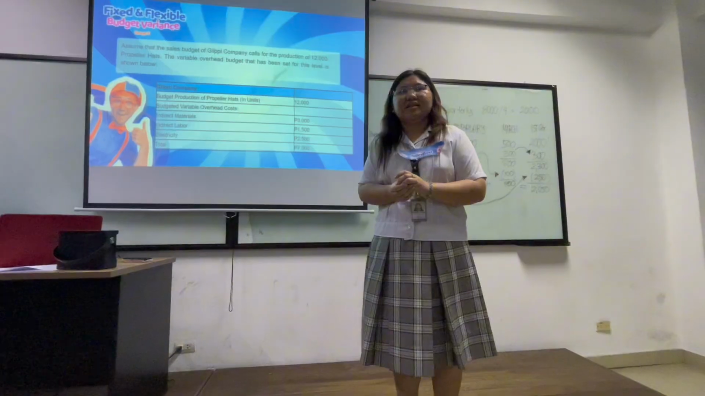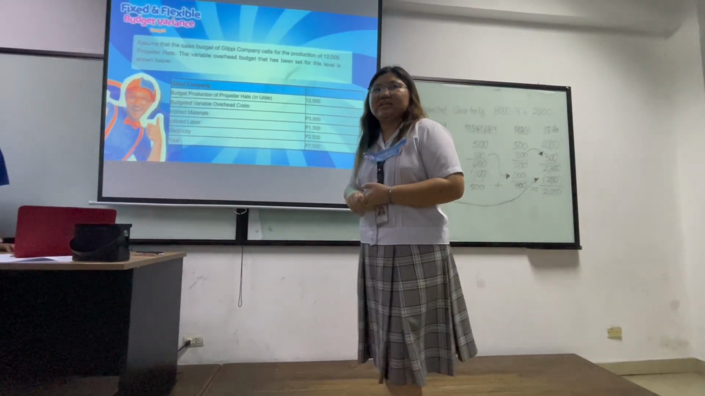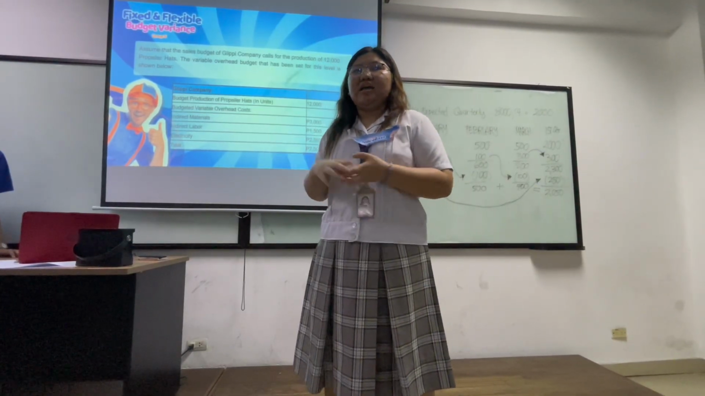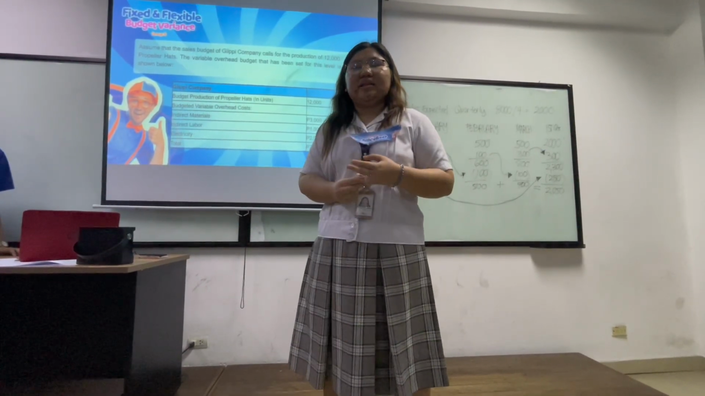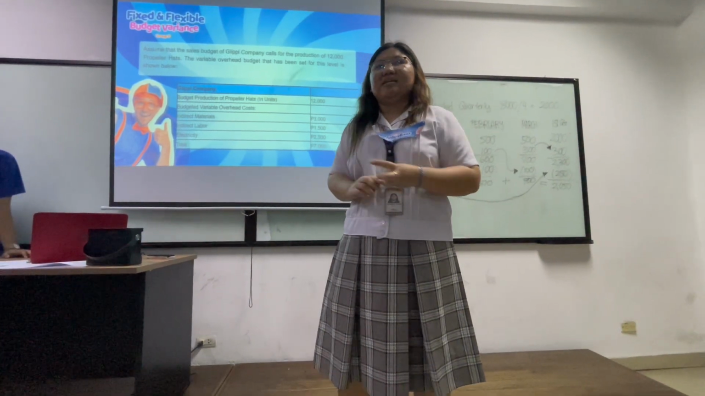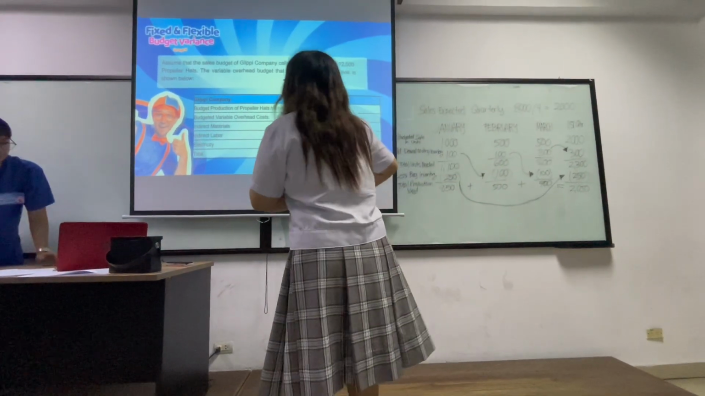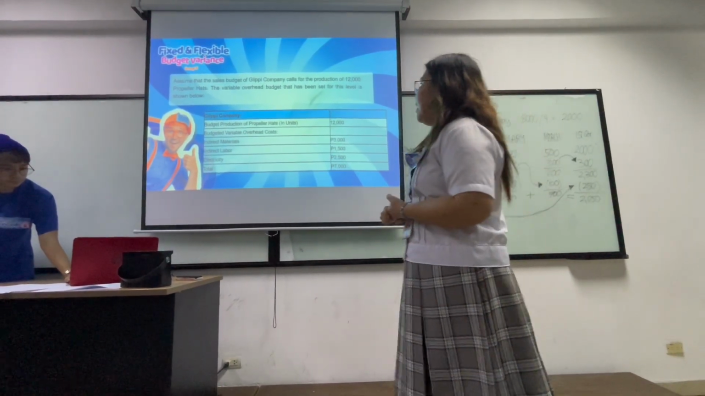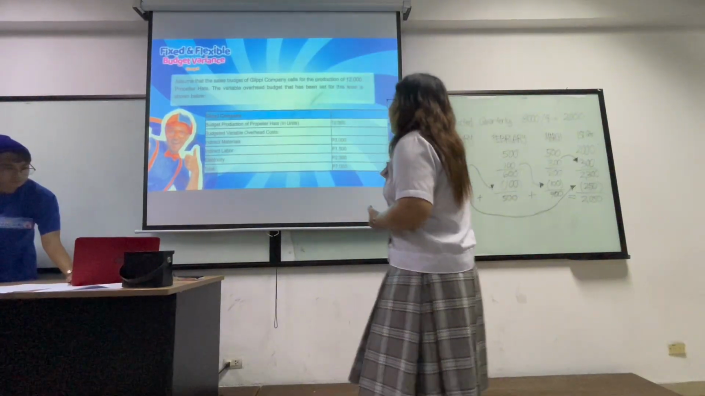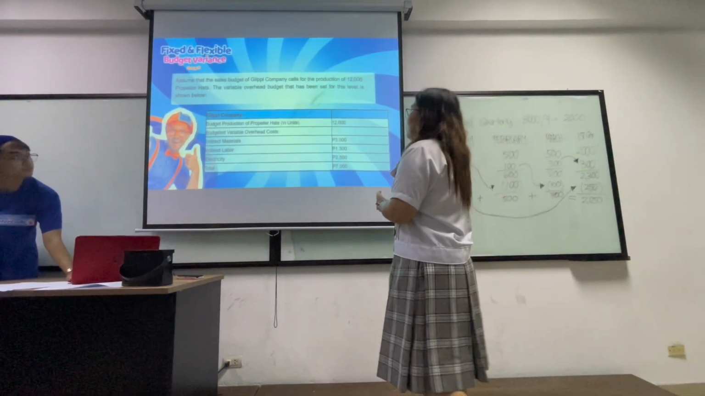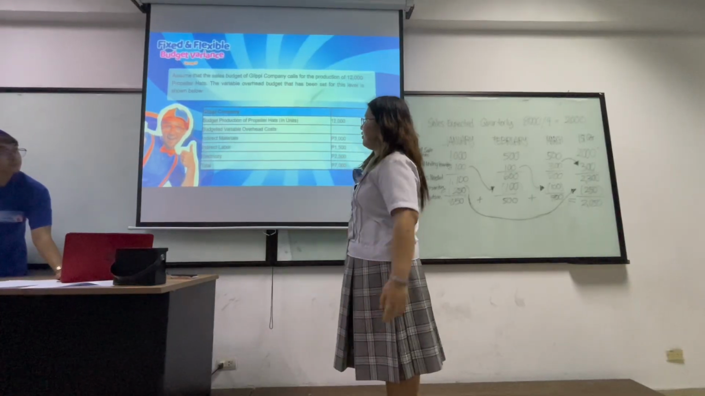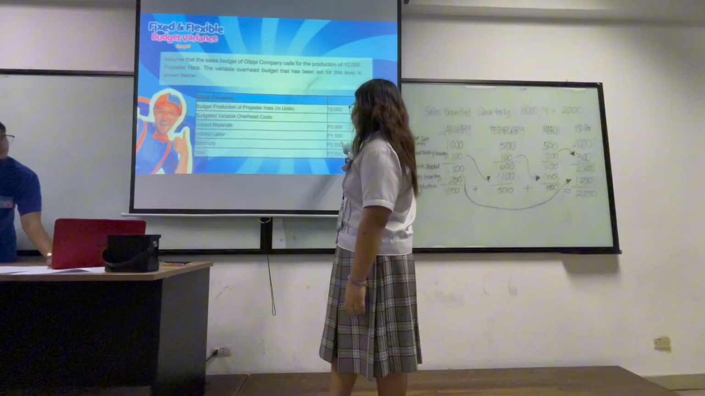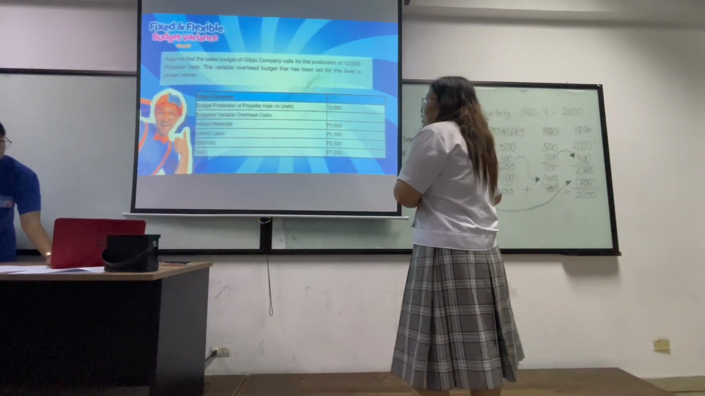While sa flexible naman, since flexible siya, gumagawa tayo ng budgeted cost based sa different level of production. Like yung kanina nga, if hindi natin na-achieve yung 8,000 expected sales, gagawa tayo ng other budgeted cost. So, assume that the sales budget of Glipi company calls for the production of 12,000 propeller hats. The variable overhead budget that has been set for this level is shown below. So, budgeted production propeller hats in units, 12,000. And indirect materials, 3,000. Indirect labor, 1,500. And electricity, 2,500 for a total variable cost of 7,000.